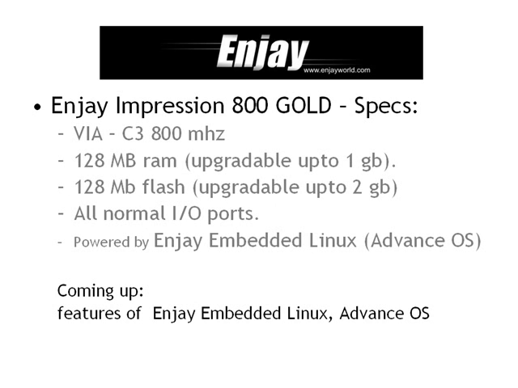Hardware specs for Enjay Impression 800 Gold: VIA C3 CPU running at 800 MHz, 128 MB RAM, 128 MB flash memory, all normal I/O ports like serial, parallel, USB, PS2, and of course, powered by Enjay Embedded Linux, Advanced OS. We will discuss features of Enjay Embedded Linux, Advanced OS, in a short while.